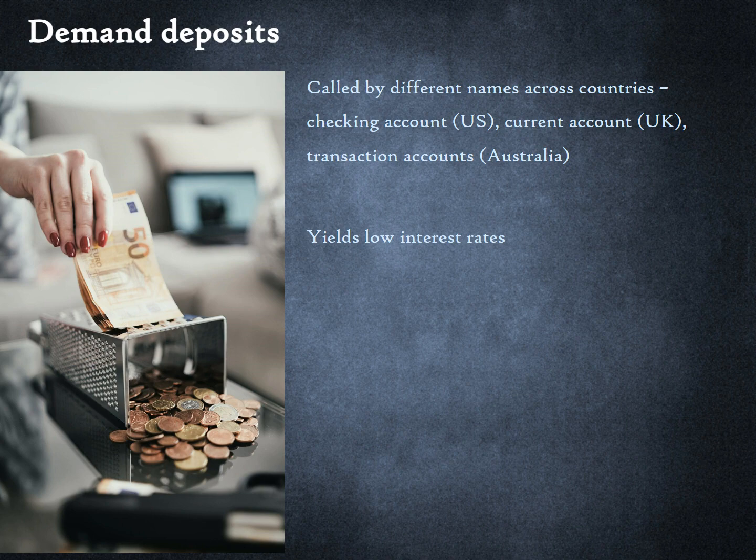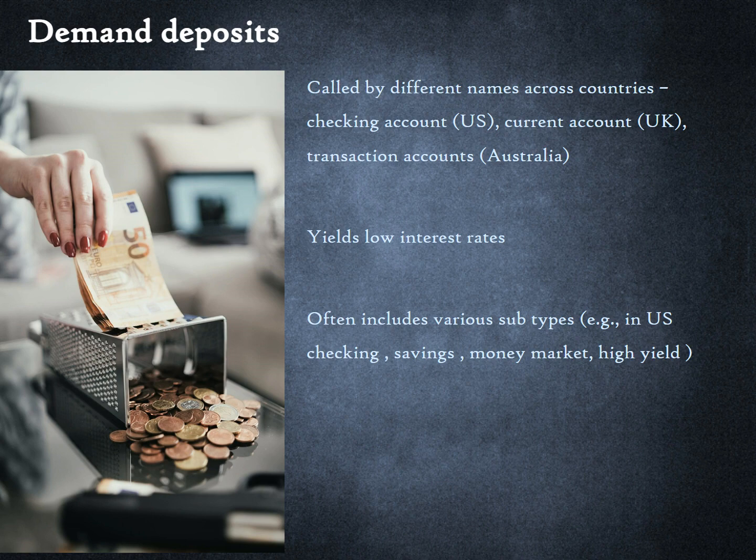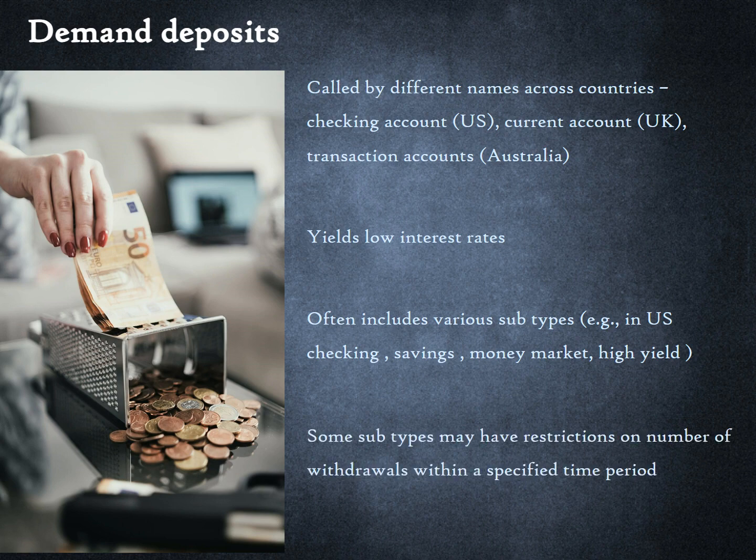Within the broad umbrella of demand deposits, banks may offer different subcategories of accounts with somewhat different product features. In the US, some common subtypes of demand deposits include checking, savings, money market, and high-yield accounts. While demand deposits allow anytime withdrawals, some subtypes that may yield a marginally higher interest rate may have restrictions on the number of withdrawals in a specified time period.